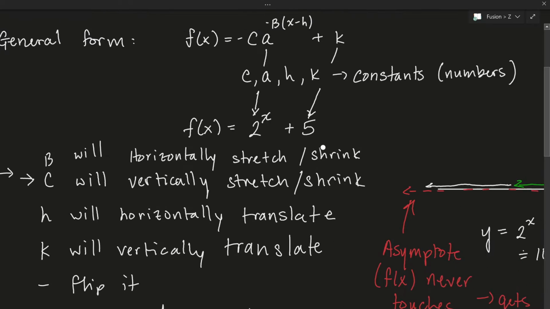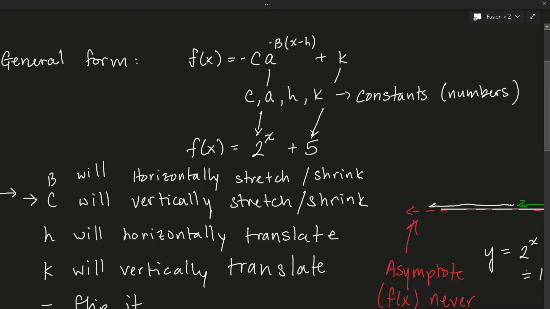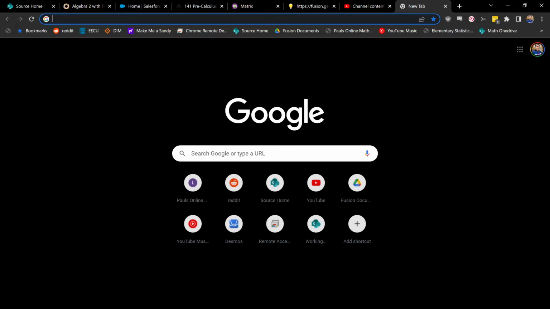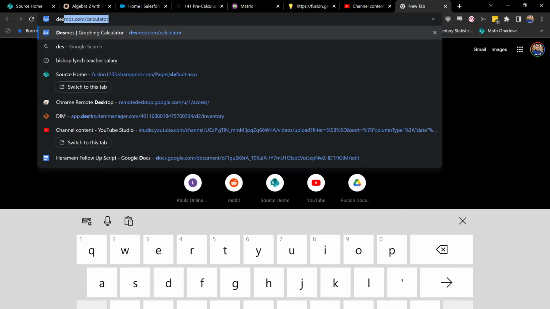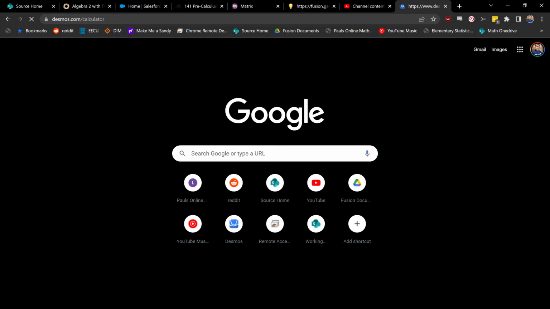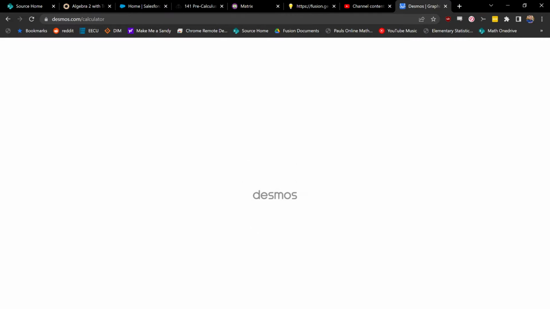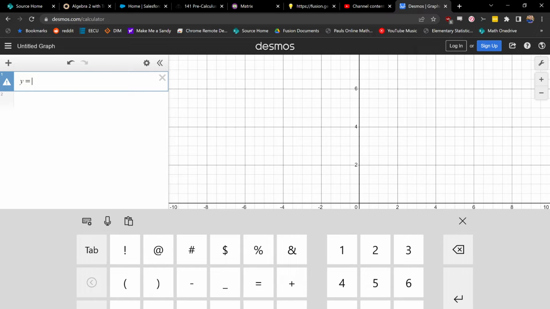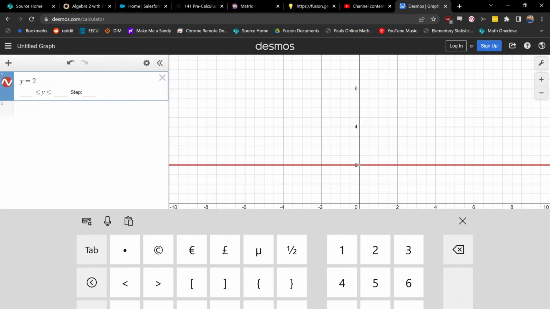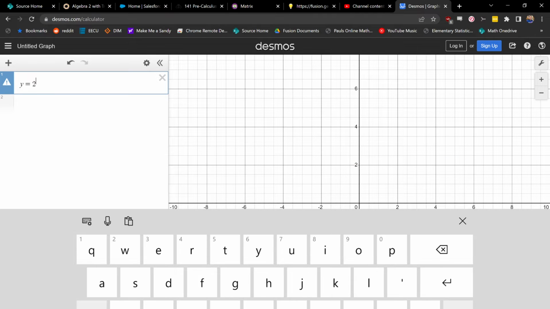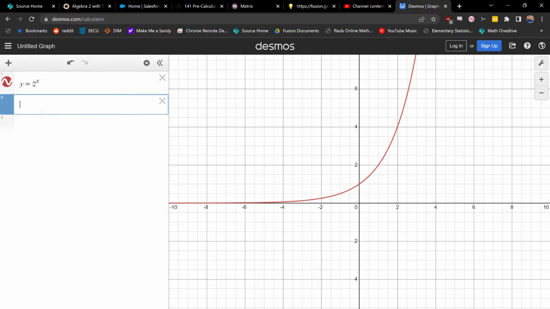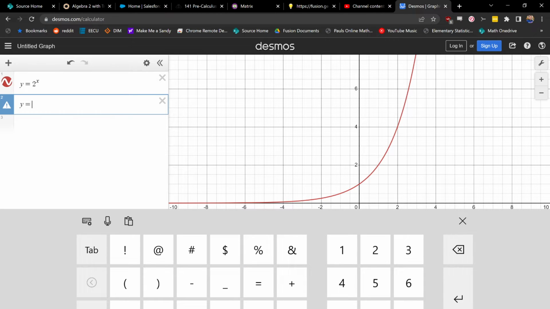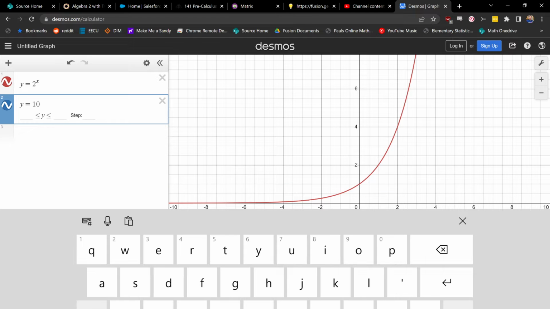Now, the only thing I didn't talk about was what a does. So let's look at that. Let's go to Desmos. Let's just type in y equals 2 to the x. Then let's see what y equals 10 to the x looks like.